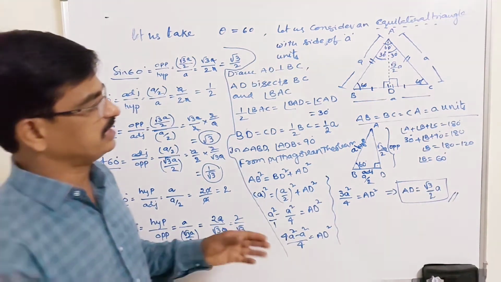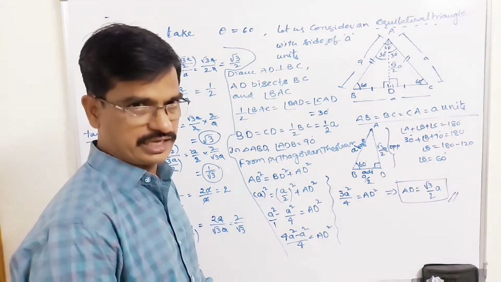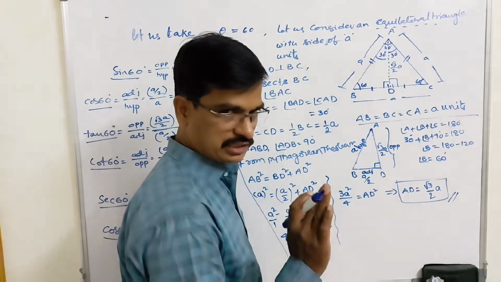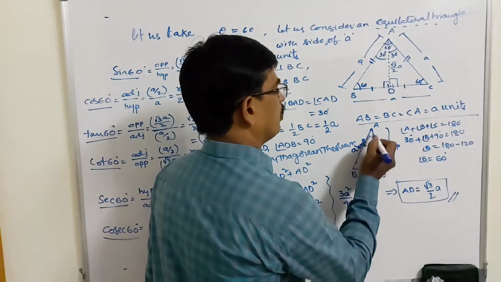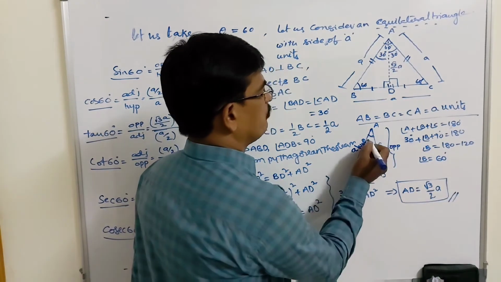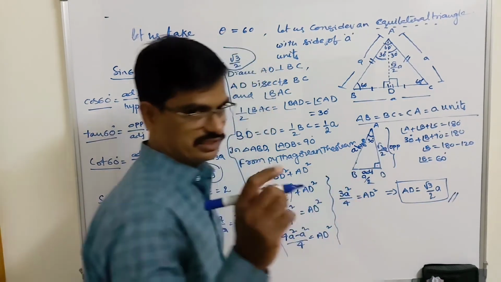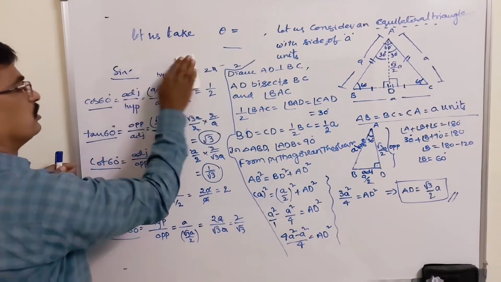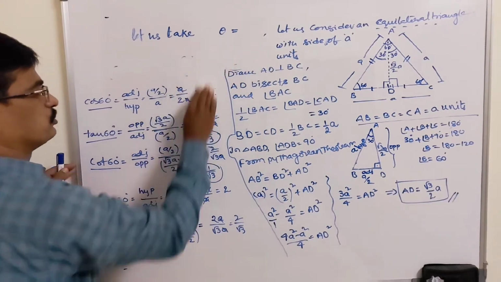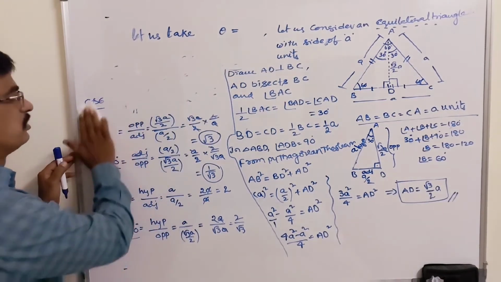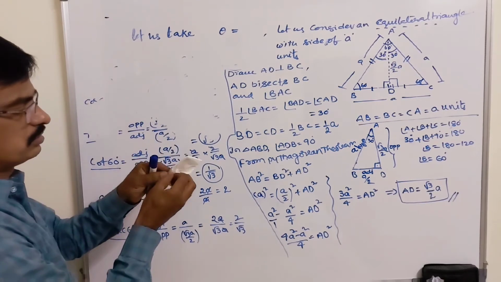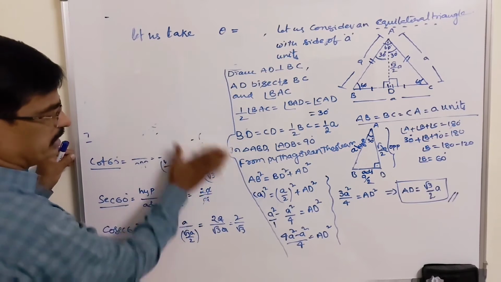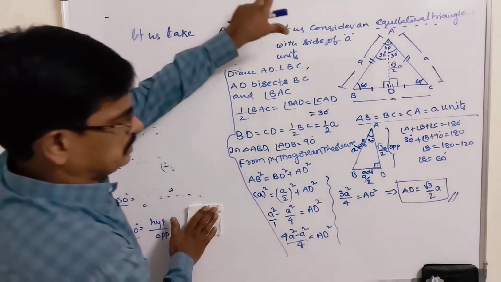Now I will take the same triangle again. So instead of marking at B, I will mark at A, where A is exactly 30 degrees. Now I am going to find out the 6 trigonometric ratio values for theta is equal to 30 degrees. Okay. So everything is the same here.